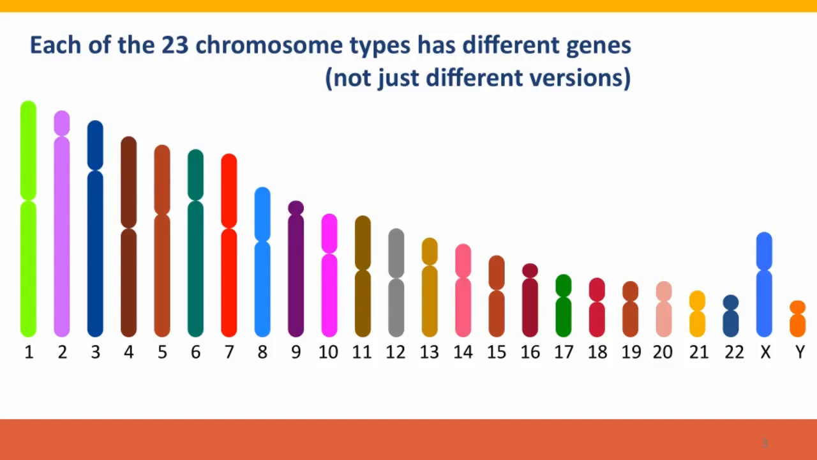So just to refresh and affirm this very important point from the previous lecture, each of the 23 chromosome types in us, or of the different chromosomes in any organism, has different genes, not just different versions of genes. The chromosomes are colored here to represent that. So we have two versions of the light green chromosome and two versions of the blue chromosome, and two versions of each of these chromosomes in our cells. And in the whole population, there are many versions of these chromosomes.